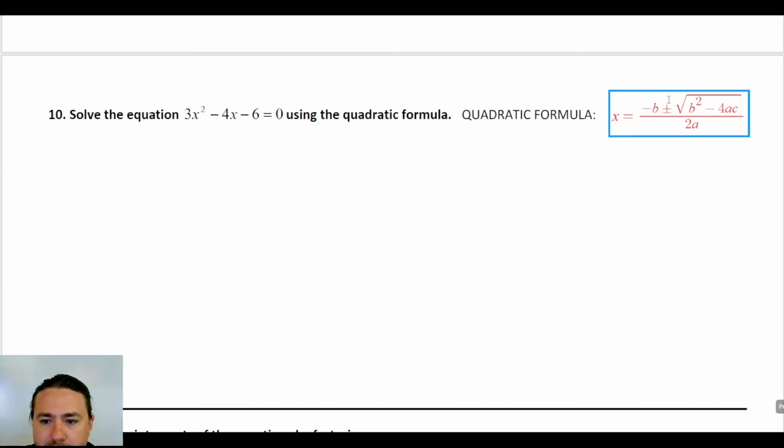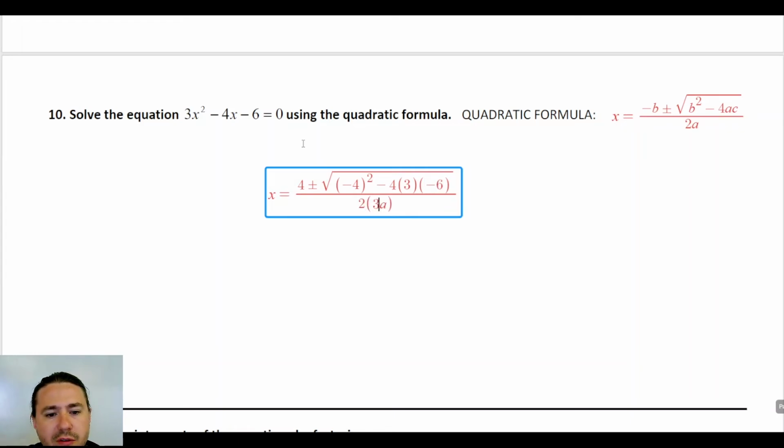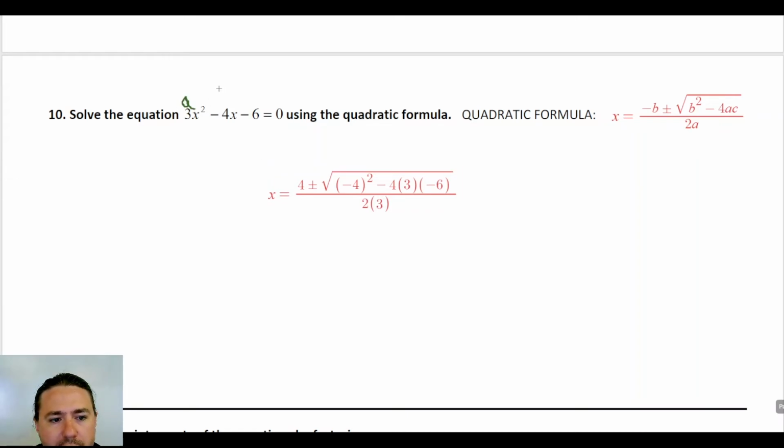Let's go ahead and start plugging everything in. So we've got, let's see, negative b would be -4, which will be +4, plus or minus the square root of -4 squared. Make sure when you square that, you're going to get +16. -4 times 3 times -6. Okay, all over 2 times a, which is 3. So I'm just using these values up here, right? Here's my a, my b, and my c.